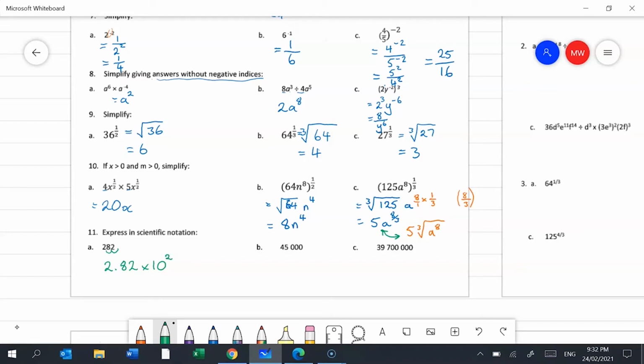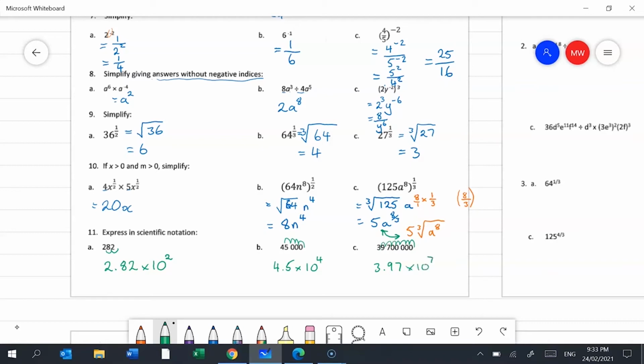Similarly here, in question B, it will become 4.5 times 10 to the something, and we have a look at how many spots the decimal's moved. It's moved 1, 2, 3, 4. So a 4 goes in here. And in question C, it's going to be 3.97, and we've moved the decimal 1, 2, 3, 4, 5, 6, 7 places. So it's times 10 to the 7.